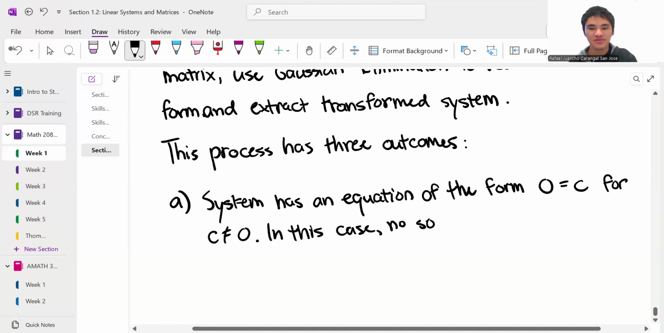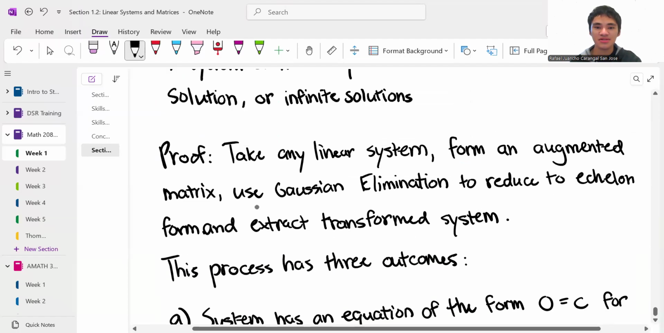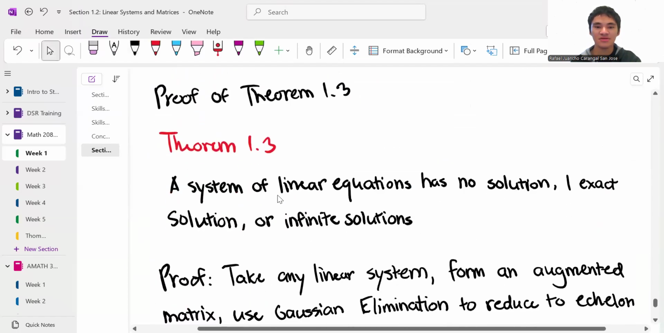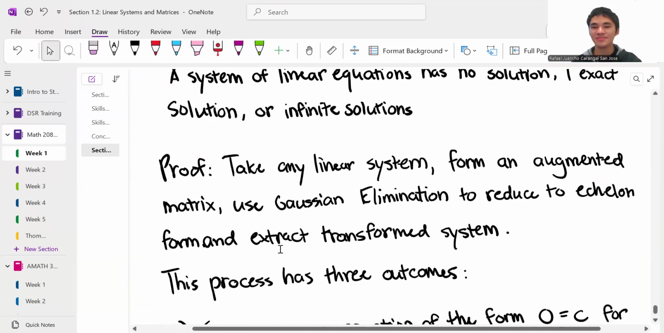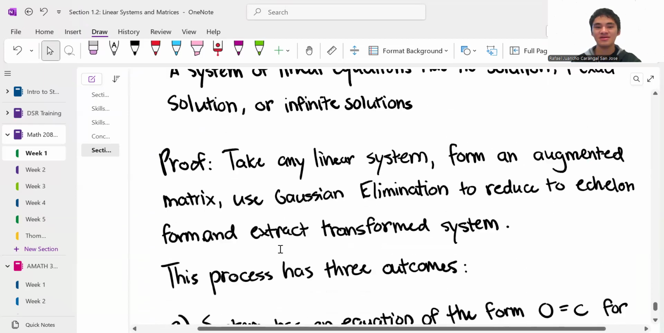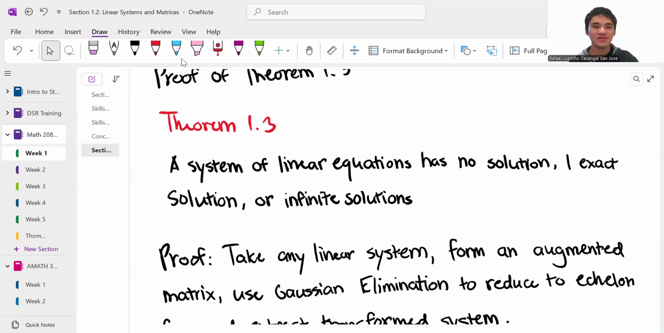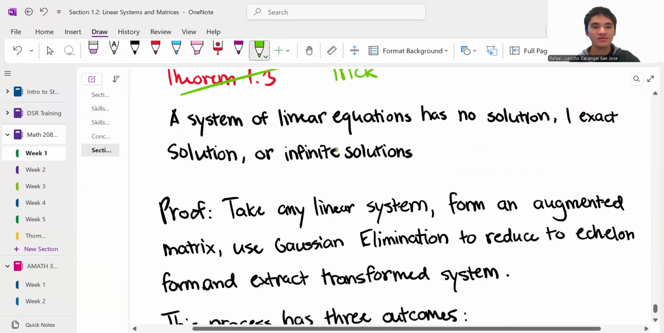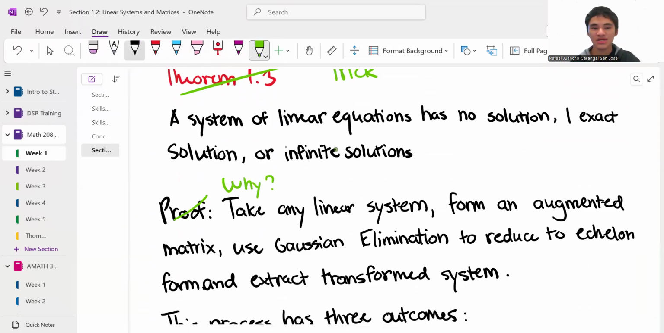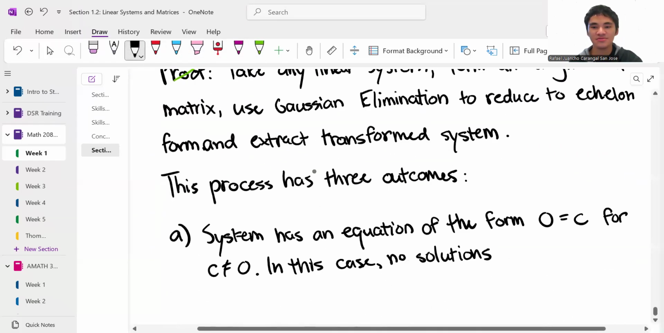So really what the proof is telling us is why. It's really just explaining how the theorem is true. We make a statement, we explain it. It's not necessarily more mathy stuff. It's more about explanation. So we can think of this as a trick, and then we can think of this as a why. So explain, why is this true?